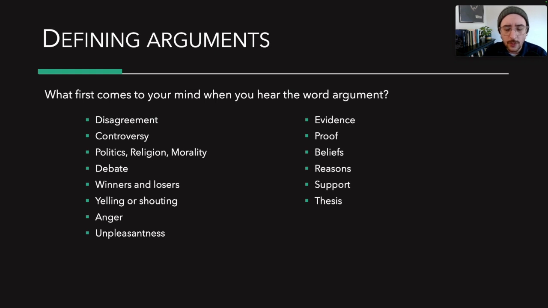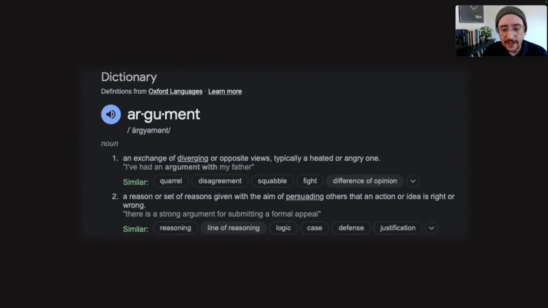So now that you've been able to reflect a little bit on what you think about when you hear the word argument, let's compare that to what you might find when you Google the word argument. When I did that, this is the definition that I found. Notice there's two different definitions given here. The first one says an argument is an exchange of diverging or opposite views, typically a heated or angry one. So that definition matches that first idea of maybe shouting or yelling, anger, something unpleasant, people combating with one another, winners and losers.